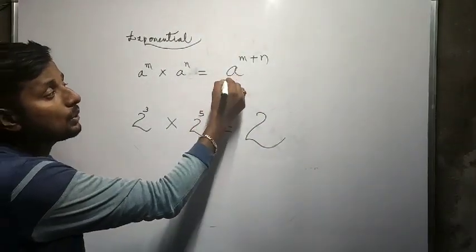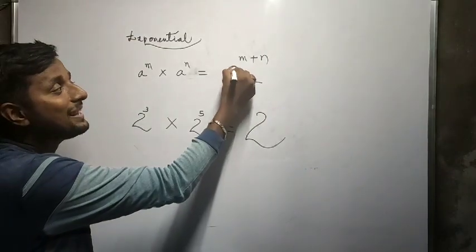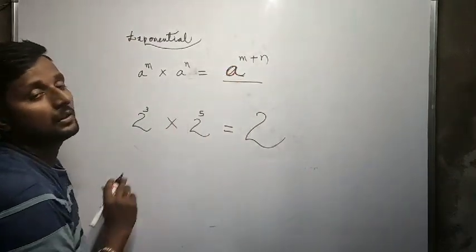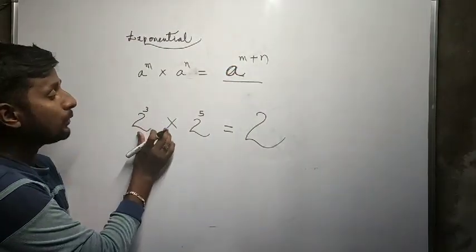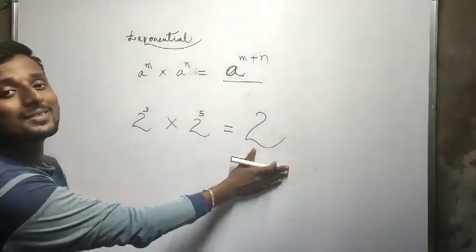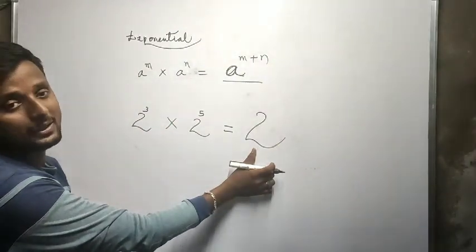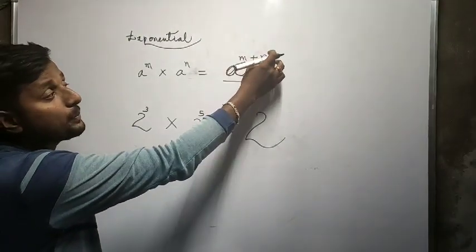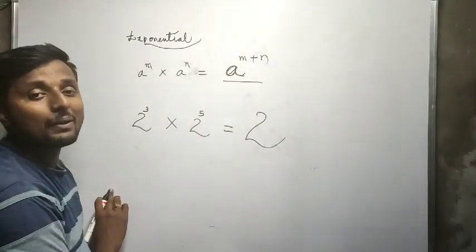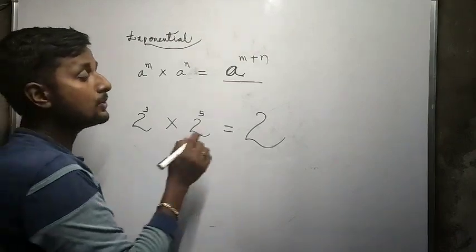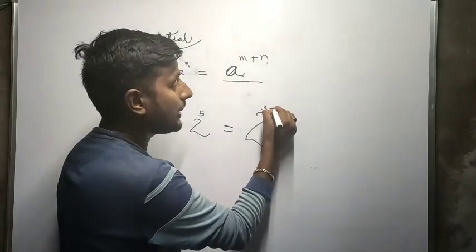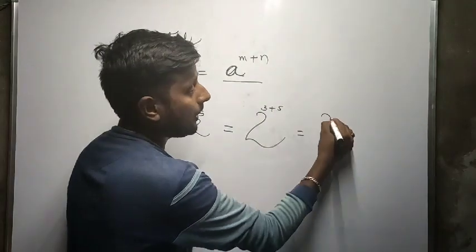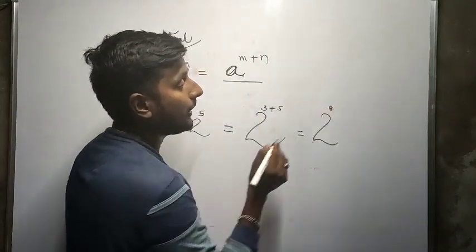Look at the solution, the right-hand side: we have written a single a, that means a single base, correct? In 2 power 3 into 2 power 5 we have two bases, but on the answer side we have written a single base. The index I have written as m plus n, so here the index I can write as 3 plus 5. Overall the answer is 2 power 8.